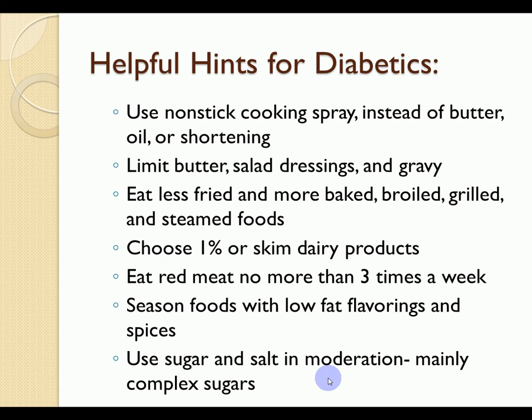Helpful hints: use non-stick cooking spray instead of butter, oils, and shortenings. Limit your butter, salad dressing, and gravies. Eat less fried and more baked, broiled, grilled, and steamed foods. Choose 1% or skim dairy products, but I do want to warn you about the skim dairy products. When we looked at them, they were a lot lower in fat, but they were high in carbs and high in sugar, so just note that. Eat red meats no more than 3 times a week. Season your foods with low-fat flavorings and spices, and use sugar and salt in moderation, mainly complex sugars.